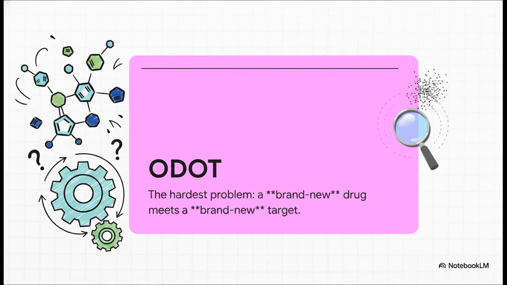And that brings us to the final boss, ODOT. This is the toughest challenge of all. A brand new drug meets a brand new target. We have absolutely 0 data on either one in this context. We're truly flying blind, which makes this kind of prediction incredibly difficult.